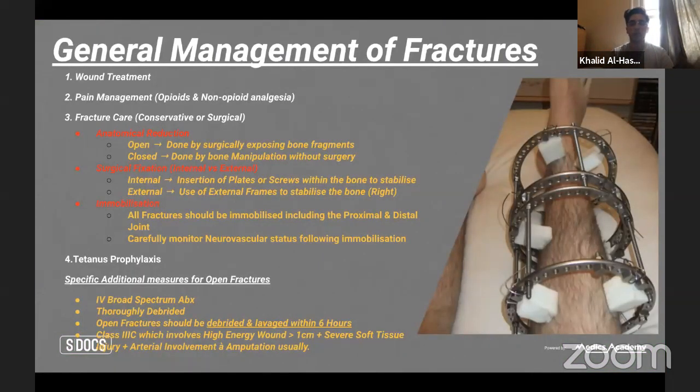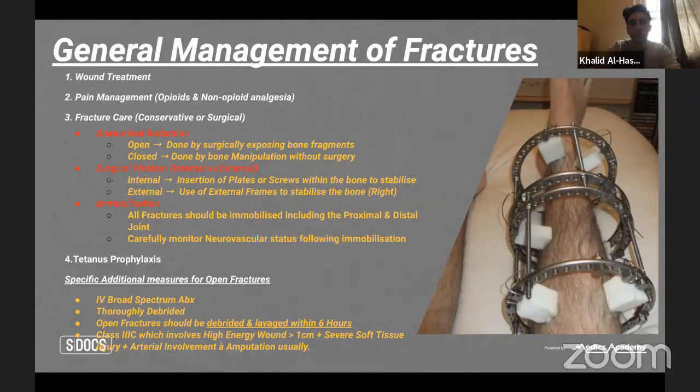So, general management of fractures. This is the general management pathway of fractures. Firstly, we'd like to start off with wound treatment. It's important that we start off with wound treatment because there may need to be some form of debridement around the site of injury. Pain management. We're not going to keep the patient in pain. One of your key jobs as an F1 doctor is going to be pain management. This consists of both opioid and non-opioid analgesics. Examples of opioid analgesics would be things such as codeine, tramadol, dihydrocodeine, etc. Non-opioid analgesia would be things such as non-steroidal anti-inflammatory drugs, such as ibuprofen or celecoxib, which is more of a COX-2 inhibitor.